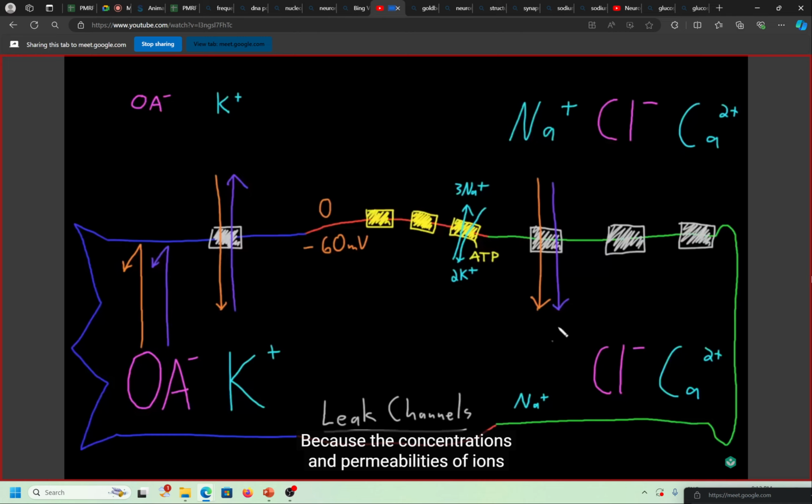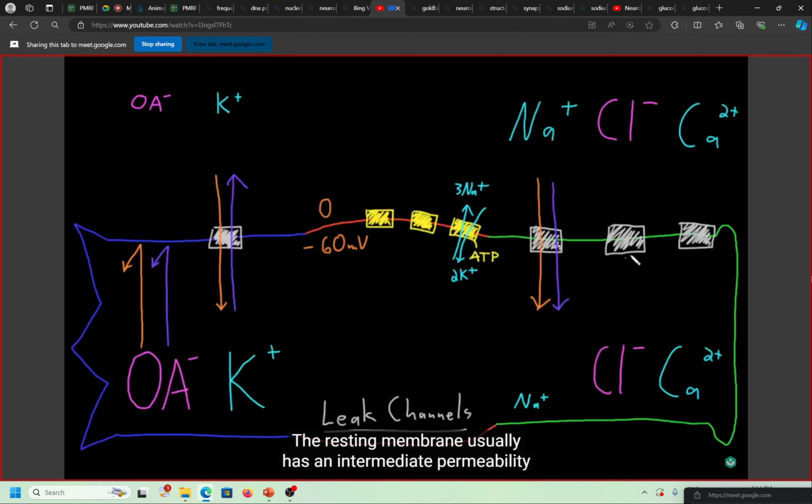Because the concentrations and permeabilities of ions are usually stable in most resting neurons, the resting potential is usually stable as well. Now, neither potassium nor sodium is at its equilibrium potential, however, so there will be a small amount of net movement of both ions across the membrane. A little bit of potassium will be dribbling out of the membrane, and a little bit of sodium will be dribbling into the membrane. This will be matched by ongoing activity of the sodium-potassium pump, which not only creates these concentration gradients in the first place, but also maintains them over time.